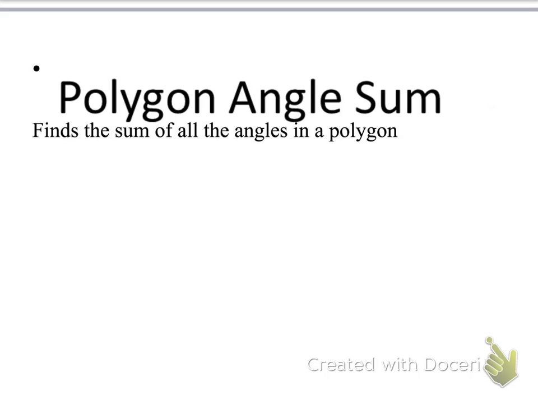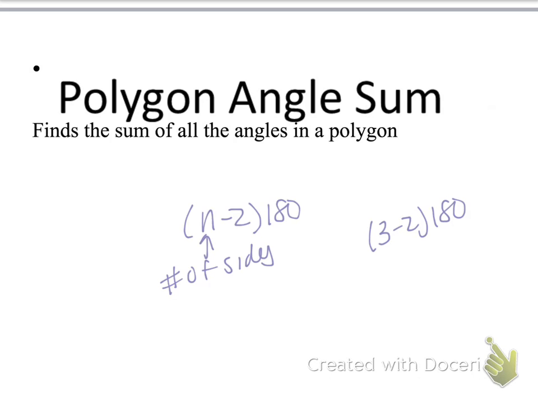Okay, so polygon angle sum finds the sum of all the angles in the polygon. So to do this, we do n minus 2 times 180, where n stands for the number of sides. So that finds the total amount of degrees if you added up all the angles in a shape. Okay, so an example of this, when I look at triangles, triangles are 180 degrees and they have three sides. So if I do 3 minus 2 times 180, 3 minus 2 is 1, 1 times 180 is 180 degrees.